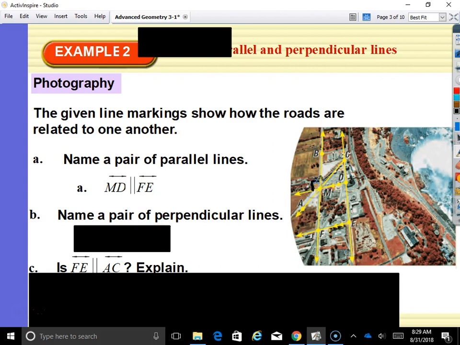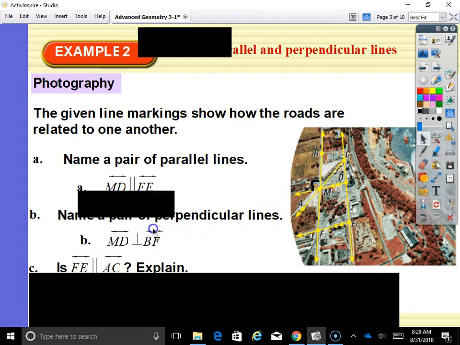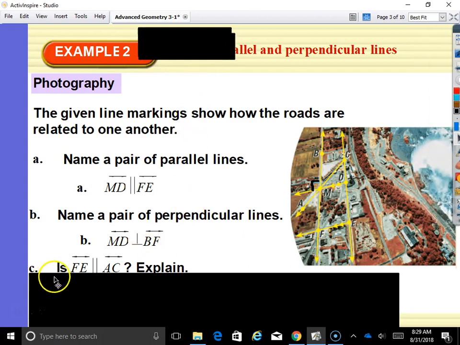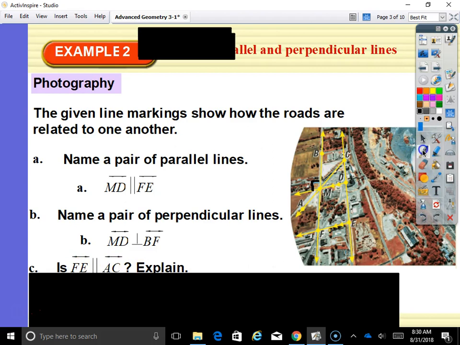Right here. That's saying, hey, we intersect at 90 degrees. So line BF and line MD are perpendicular lines. And then is line FE parallel to line AC? Is FE parallel to AC?